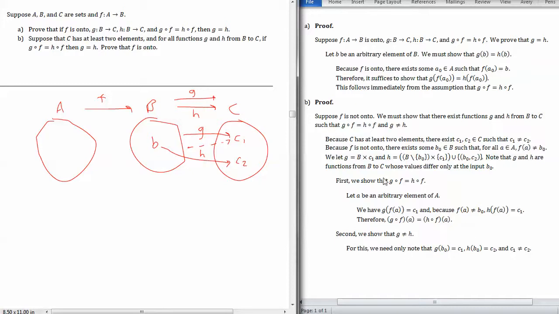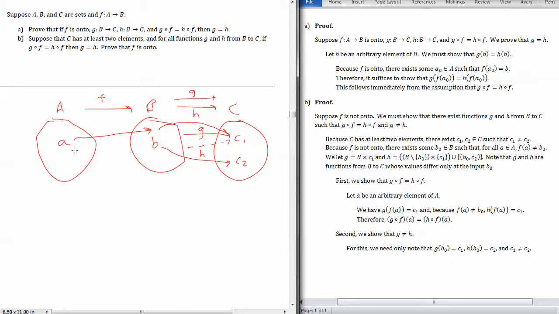We're also supposed to show that the compositions are equal. So take any a in A, and think about what g composed with f of a would be. Well, you do the f, and you get something other than b, and then you apply g. Well, g of everything here is C1, and so g composed with f of a is going to be C1.